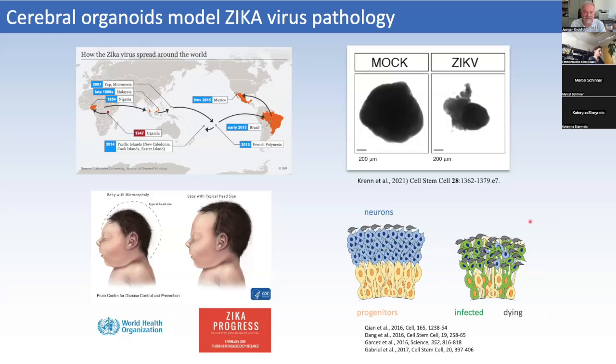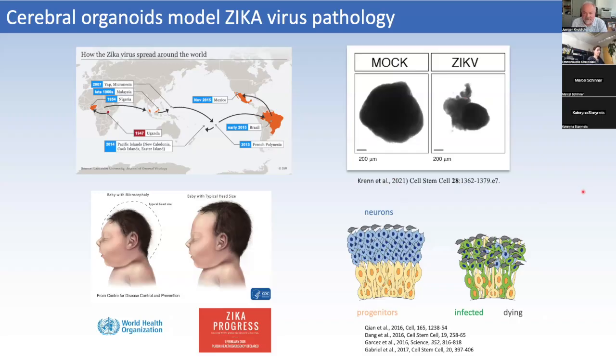My own lab also then started to work with the Zika virus, and we showed that we can use organoids to distinguish different modes of viruses that are causing microcephaly. We compared the Zika virus with herpes simplex virus and also cytomegalovirus. And for those of you who are interested, you can read this up in this Cell Stem Cell paper.